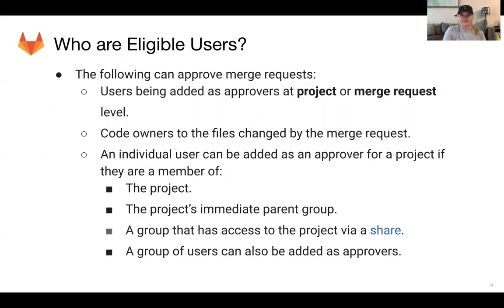Who are the eligible users? The following can approve merge requests just at the base level. So users that have been added as approvers at project or merge request levels, code owners to the files that have been changed by the merge request, and then individual users can also be added as approvers if they're a member of the project's parent group, a group that has access to this project via sharing, or a group of users that has just been added as approvers.